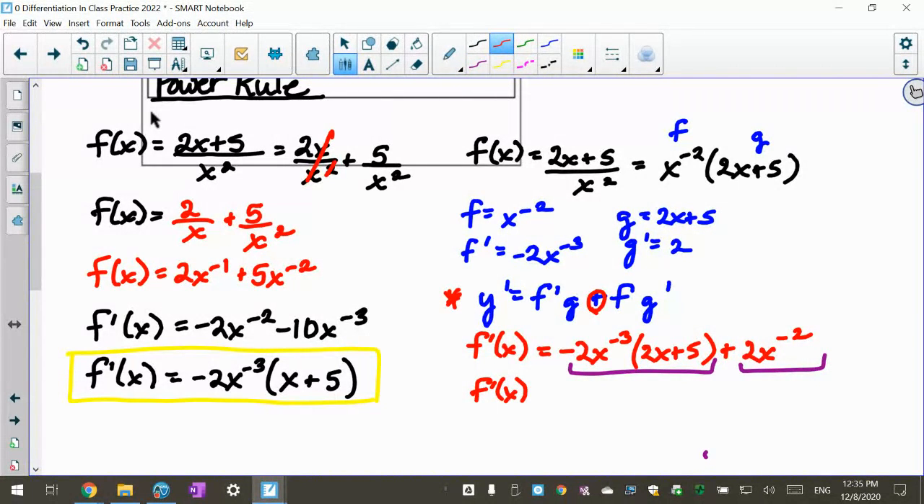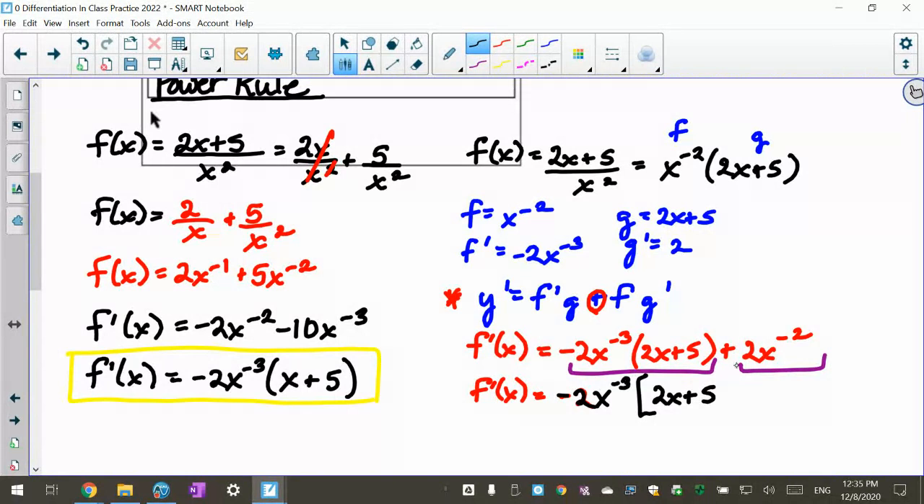I'm going to actually take out a -2 because I can. And if I look at this term here that's bracketed off and this term here, I can actually take out an x to the -3 out of both of those. So I'm going to do that. All right. So I have -2 x to the -3. Now what's left over? Well, if I divide all that, that's a 1. I just have a 2x plus 5 here.